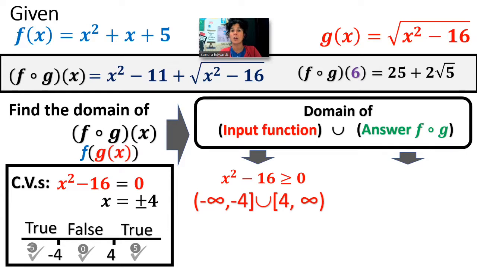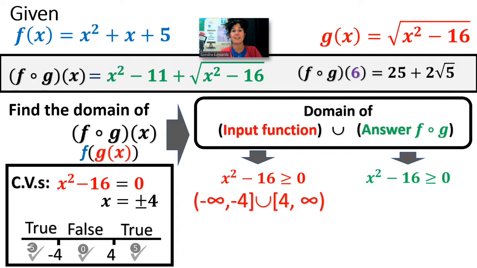Next, we want to consider the domain of the answer to the composition of f comp g. So in other words, we want to find the domain of x squared minus 11 plus the square root of x squared minus 16. In finding the domain, we want to look to see, do we have an x under an even root, an x in the denominator, or are we taking the logarithm of x? This f comp g of x function here, the only feature it has is an x underneath an even root. So we take the radicand, which is x squared minus 16, and set it greater than or equal to 0.